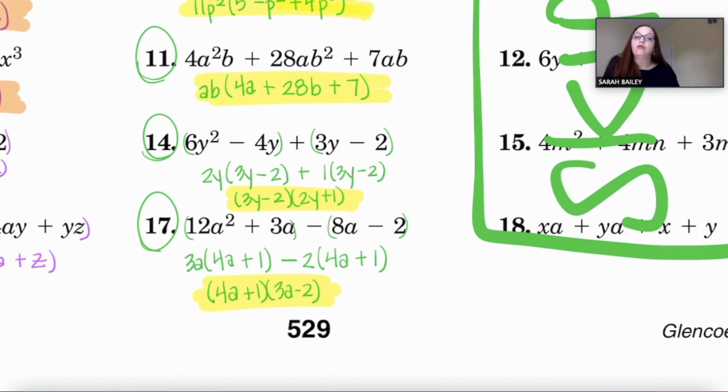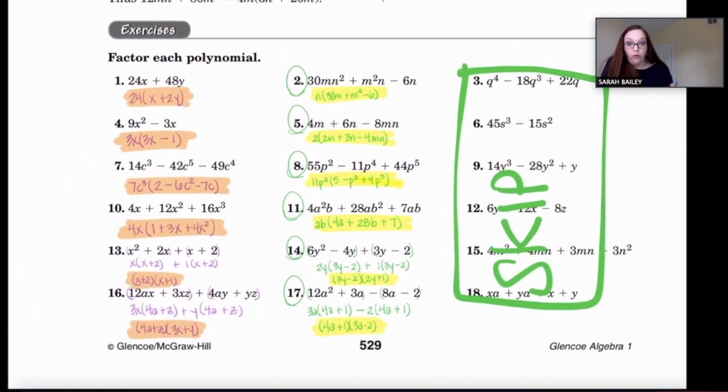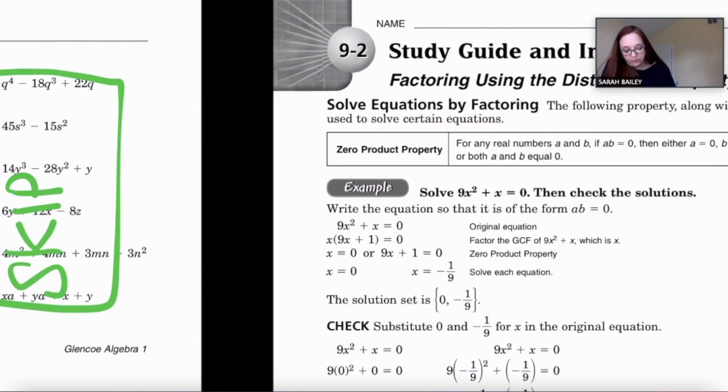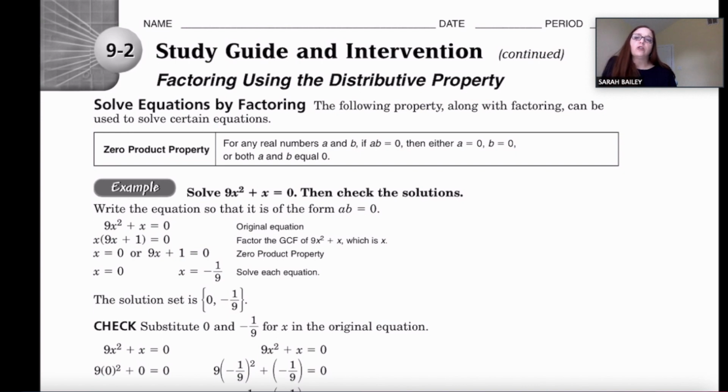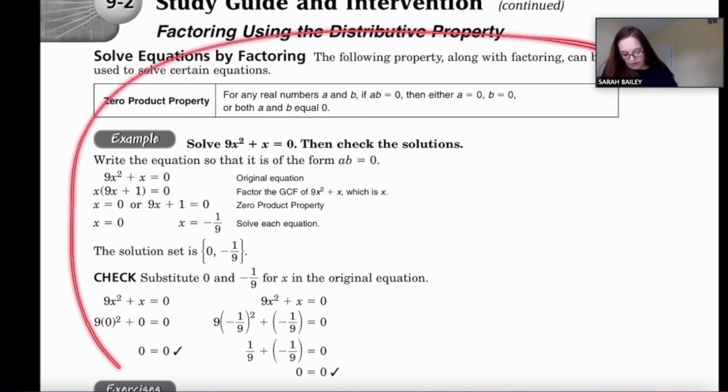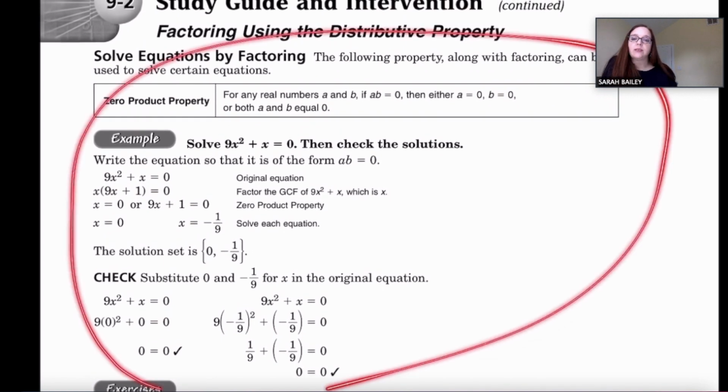Also, even though I told you to skip the last column, you're certainly welcome to go over those yourself and work on those for additional practice. Okay, we're going to go to the next page. So this time, we're just solving the equations by factoring. So again, they give you an example. So let's go ahead and pause the video and read over that.